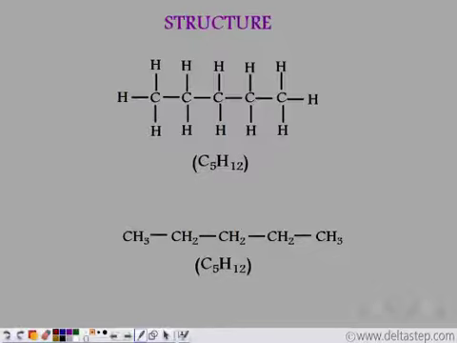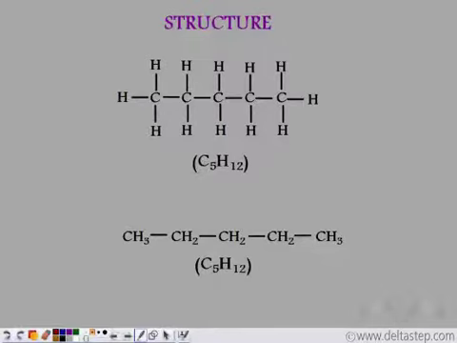Similarly, we can use the abbreviated or the condensed formula for this structural formula. So this is how we write it. Again, we write the same formula, so the molecular formula remains the same, that is C5H12. In this case, we do not show the covalent bonds present between carbon and hydrogen atoms.